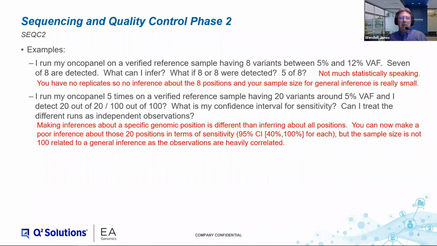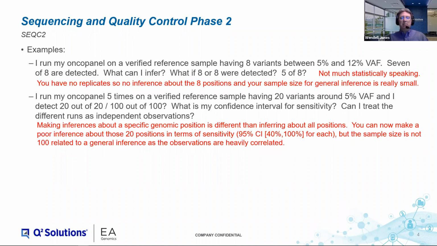And the answer is, making inferences about a specific genomic position is different than inferring about all the positions that your panel is testing. With replicates on those 20 variants, you can now make a rather poor inference about these 20 positions, even if you find all of them. It turns out the 95% confidence interval on the true rate of detection is so wide, 40% to 100%, that it really doesn't tell you much about the ongoing reliability or the sensitivity of your assay.